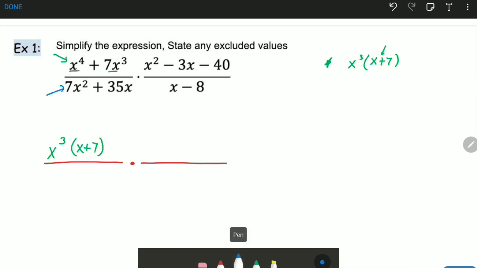Next, I'm going to factor the bottom left. So we have 7x squared plus 35x. So there is a common monomial again between the two. So I'm going to pull that out off to the side. I can see the 7x goes into both. And then that would leave us with an x in the first term plus 5. And since, again, there's no exponent left inside the parentheses, that's all the farther we can factor this one.